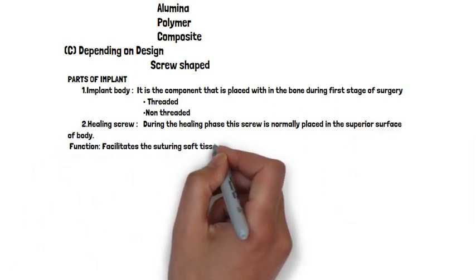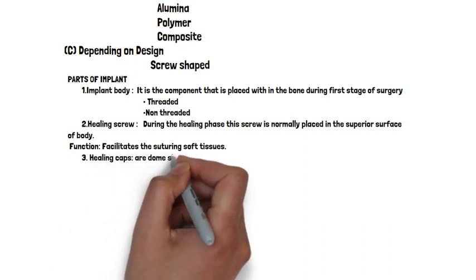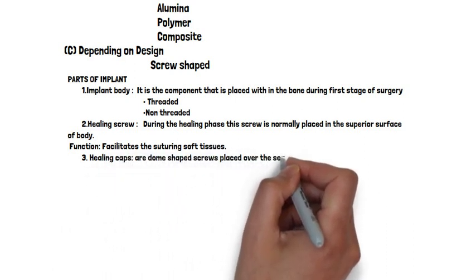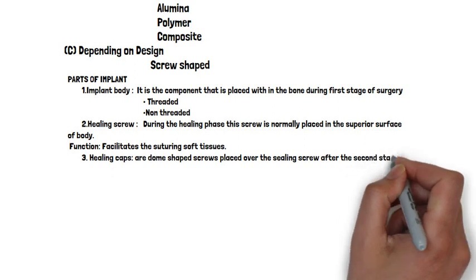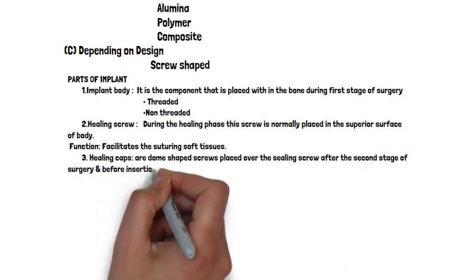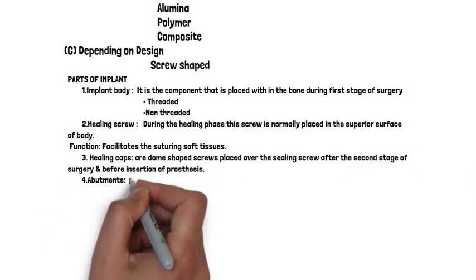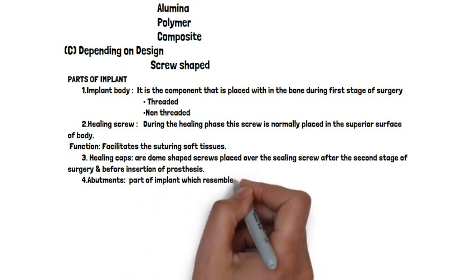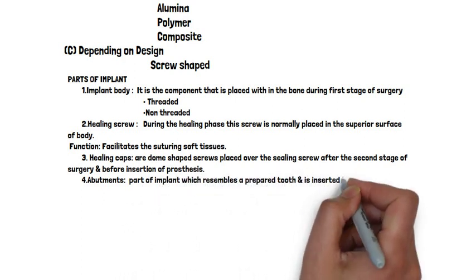3. Healing caps are dome-shaped screws placed over the sealing screw after the second stage of surgery and before insertion of the prosthesis. 4. Abutments: part of the implant which resembles a prepared tooth and is inserted to be screwed into the implant body. 5. Impression posts.